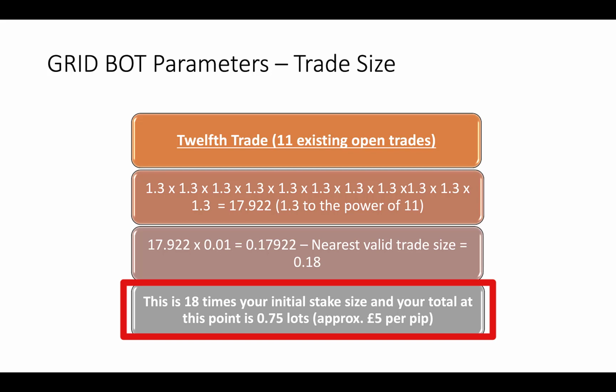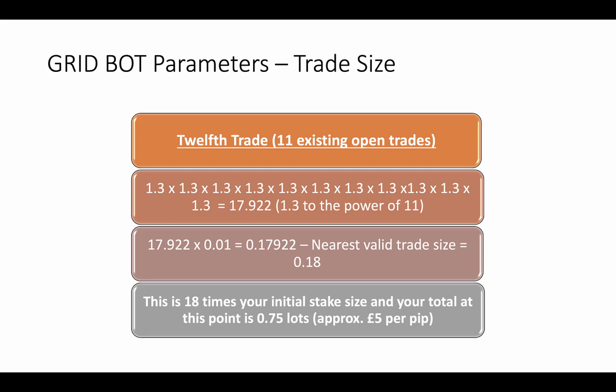And as you can see, this is 18 times our initial stake size. And if you added up all of your open trade quantities at this point, it comes to a total of 0.75 lots, which on EUR/USD at about 7p a pip, you're now trading at around £5 per pip. So as you can appreciate, the increasing trade sizes do actually have quite a knock-on effect on the stake that you're effectively trading at.